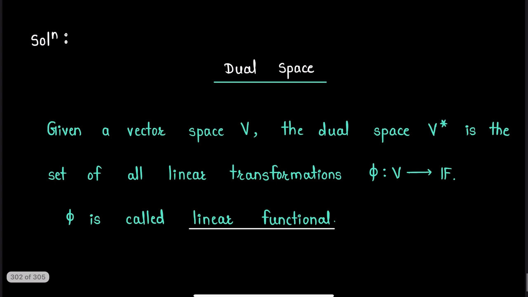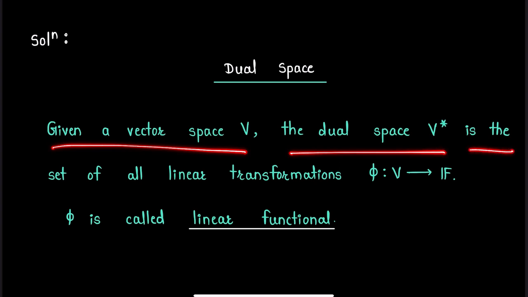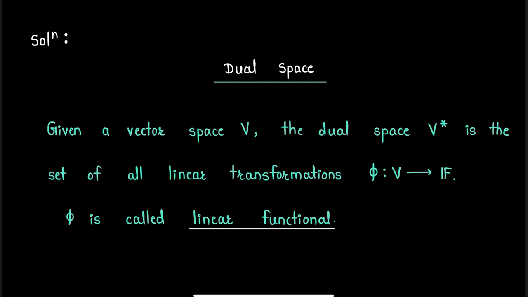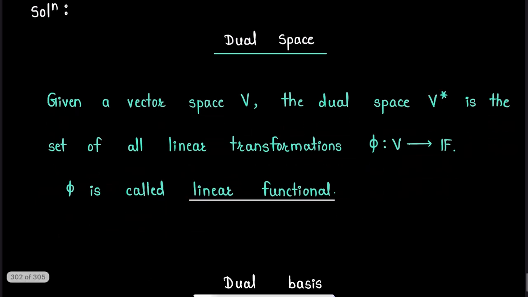recall these two concepts. First one is of dual space. Given a vector space V, the dual space V star is the set of all linear transformations phi from vector space V to field F, where phi is called a linear functional.